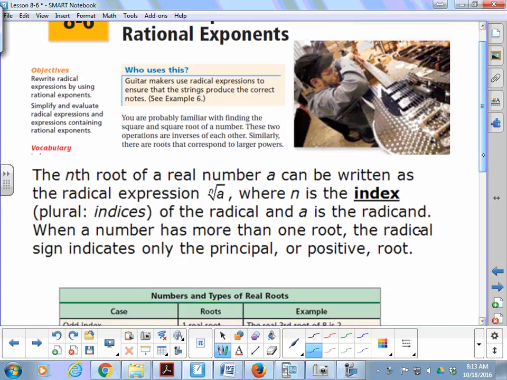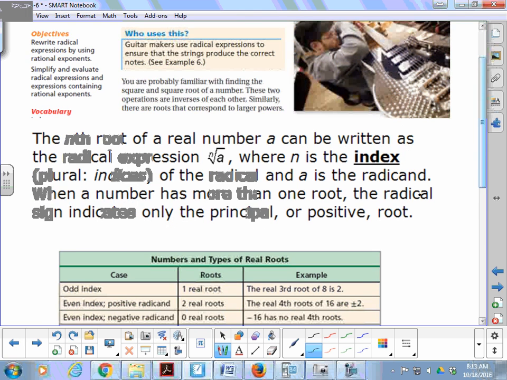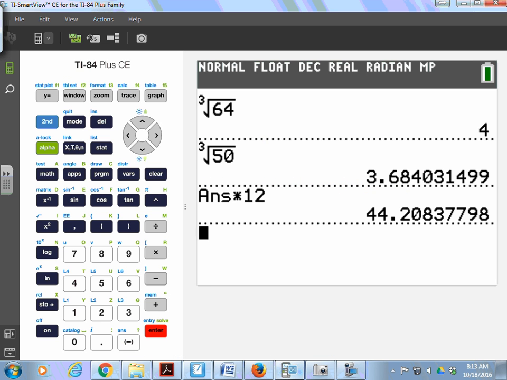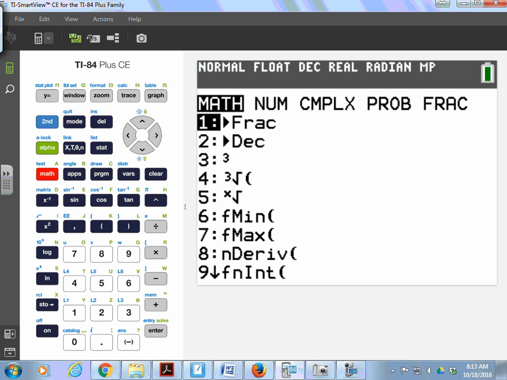So the nth root of a. And like I said, on your calculator, you can find the nth root in your math menu, number 5, which gives us the nth root.